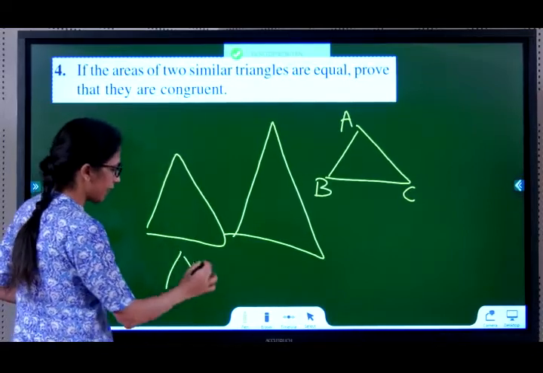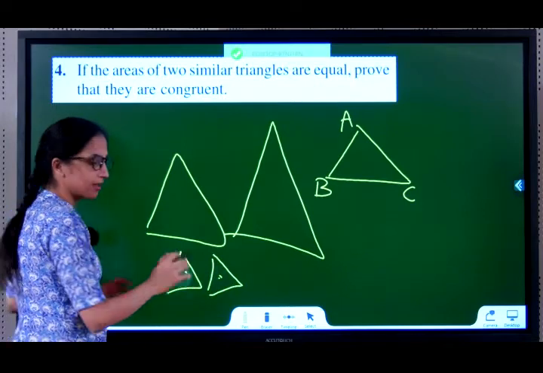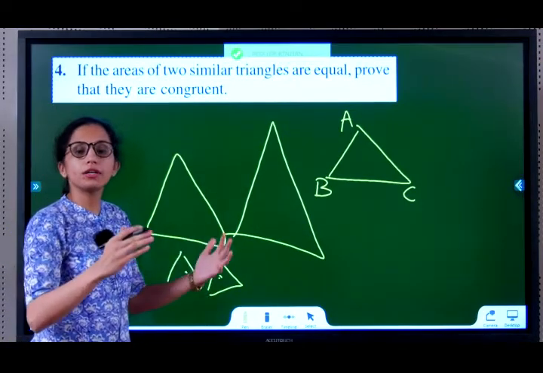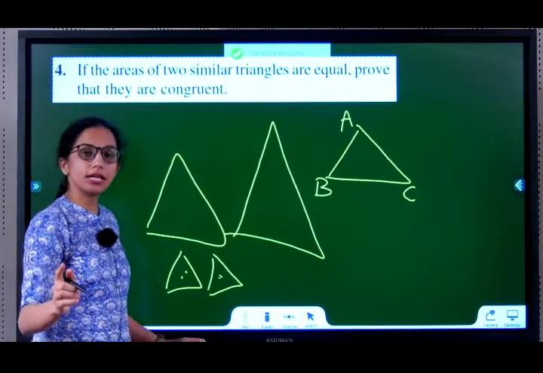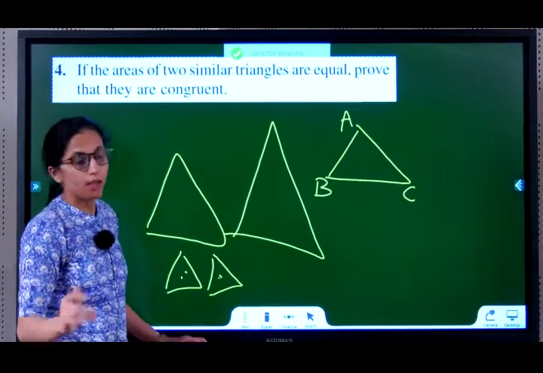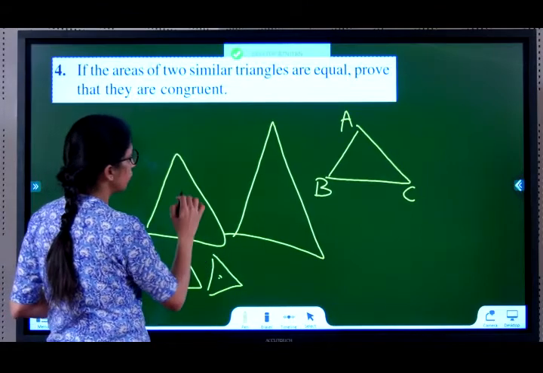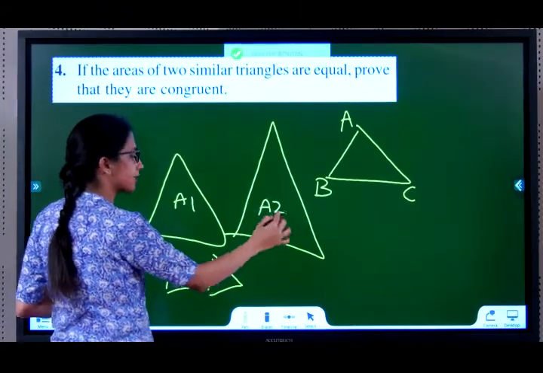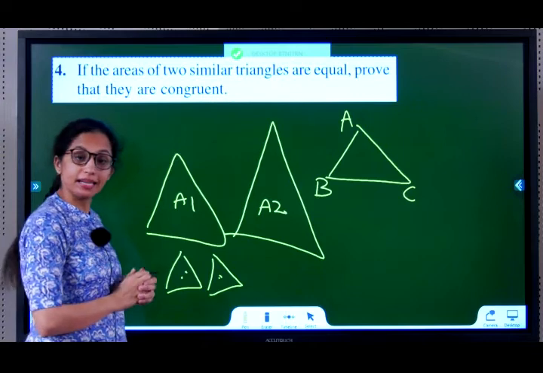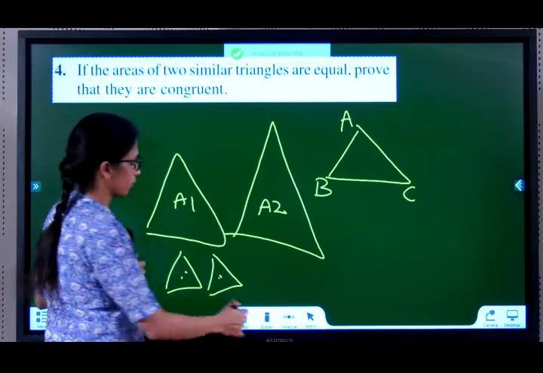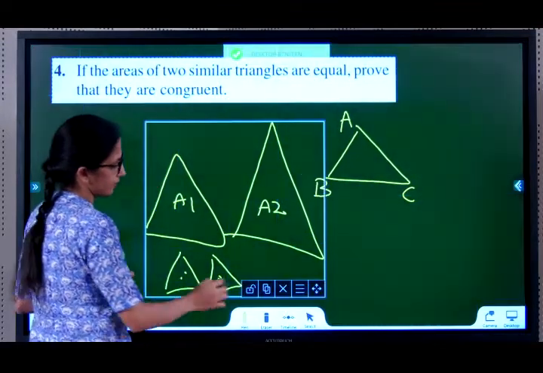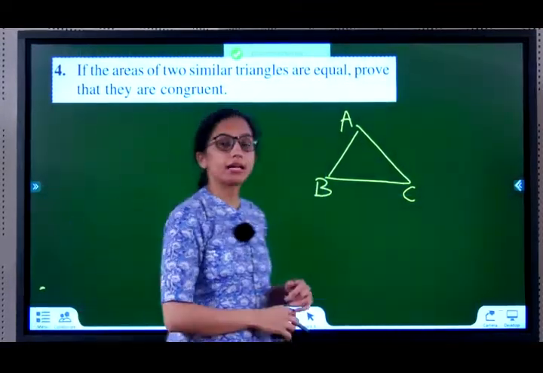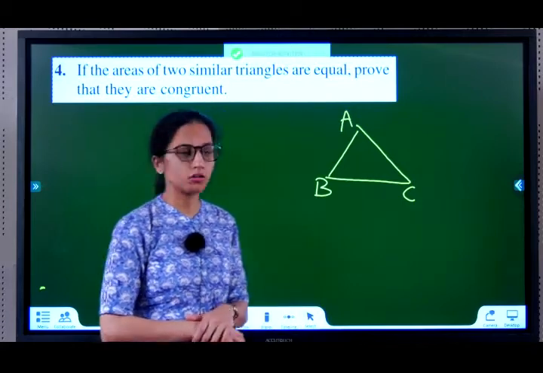Congruent figures: every congruent triangle is similar. All congruent triangles are similar. But are all similar triangles congruent? No. But what if I tell you the area of this is equal to this and they are similar? Then can I say they are congruent? That is what we have to prove. So I repeat, all congruent triangles are similar, but all similar triangles are not congruent.